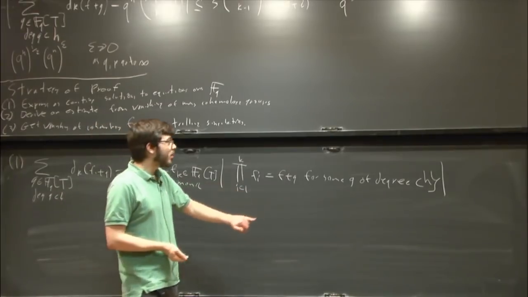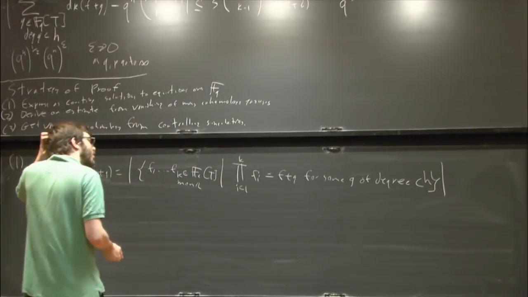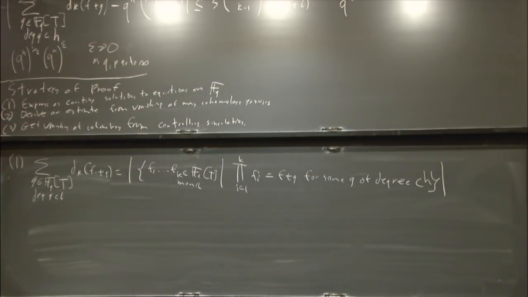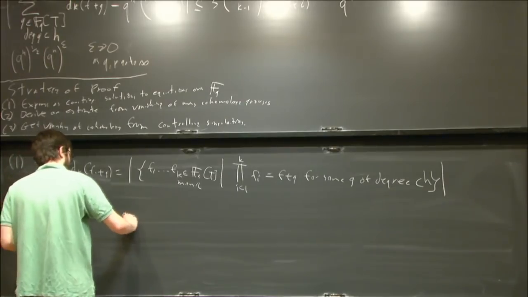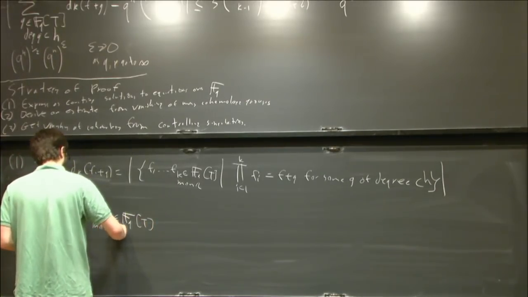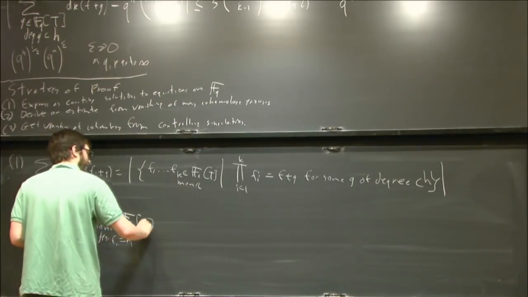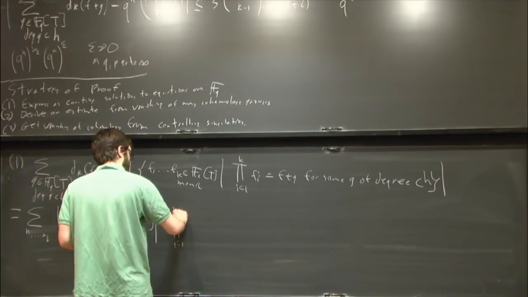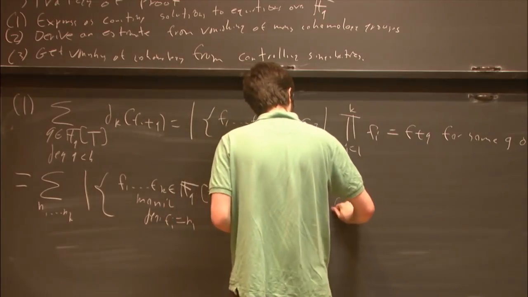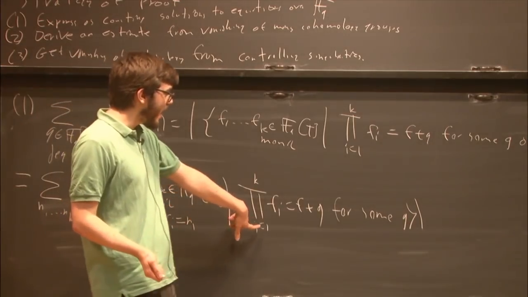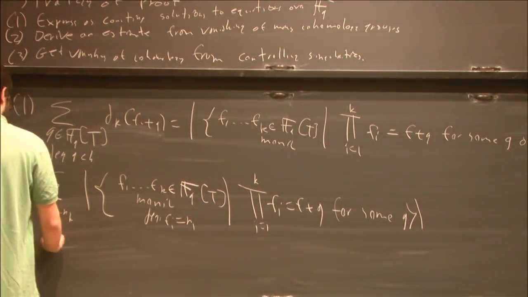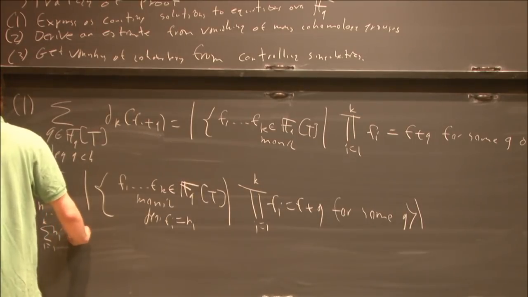So the only thing that's going into this identity is there can be at most one g which satisfies this equation. So summing over g is the same as counting whether there exists a g or not. And then it's very natural at this point to break the sum into a sum over the degrees of polynomials. So this is equal to the sum over n_1 through n_k of the cardinality of f_1 through f_k in F_q[T], monic, with degree of f_i equal to n_i, satisfying the equation that the product of the f_i is equal to f plus g for some g. And then because the product of the f_i's has to have degree n, the sum of the n_i's must equal n.